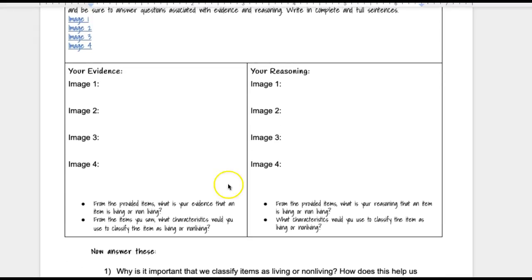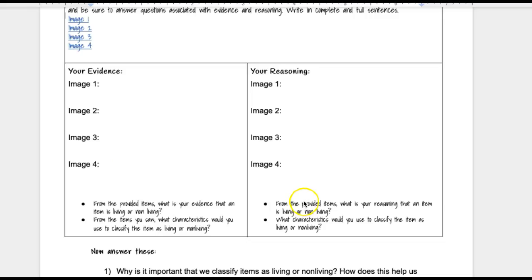Let's spend some time looking at these areas for your evidence. I want you to make sure that you answer these two things. From the provided images, what is your evidence that an item is living or non-living? And then from the images again, what characteristics would you use to classify the item as living or non-living? So specifically evidence and characteristics that you are listing here.